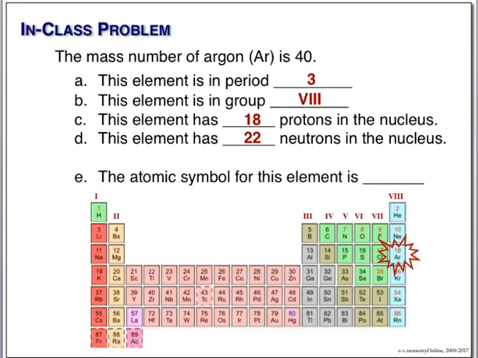All right, go ahead and quickly write the atomic symbol. Again, this is Ar. Our mass number is going to be 40. Our atomic number is going to be 18. And it should look like that. Any questions?